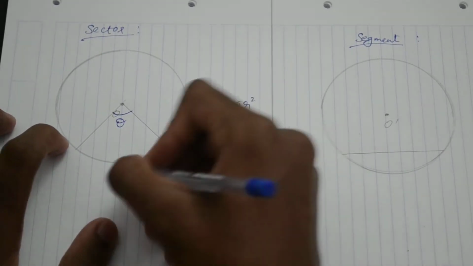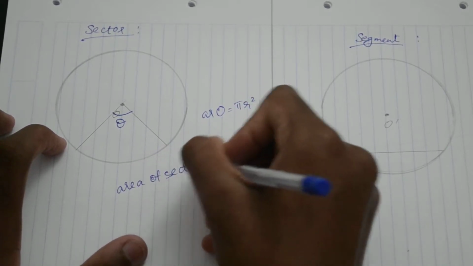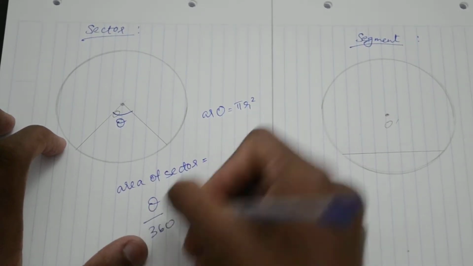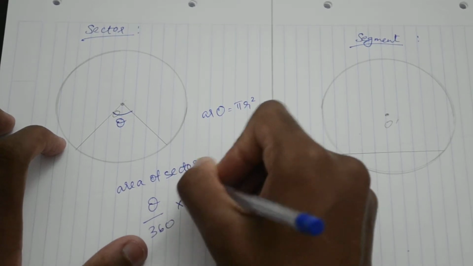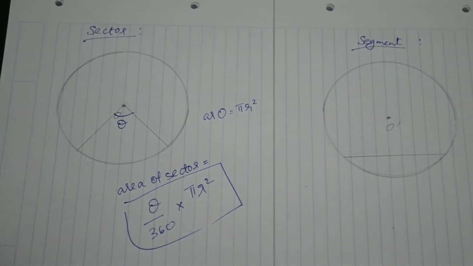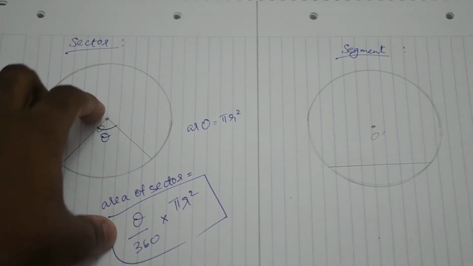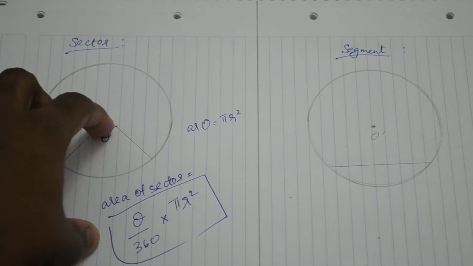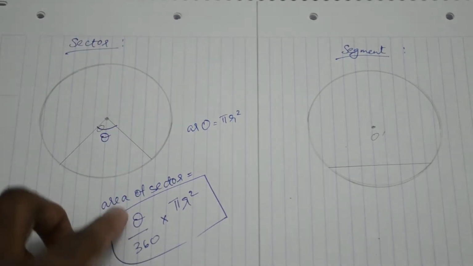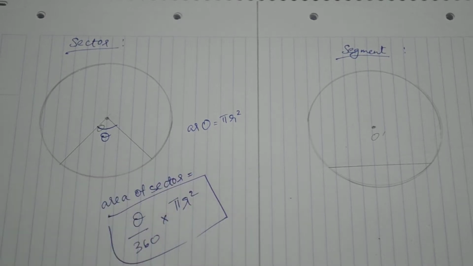So the area of this sector would be equal to theta by 360 into pi r square. That's the formula for the sector. And one more thing is, we know that the full central angle is 360 degrees. So if this is 360 degrees and we want to find the area of a circle, theta would also be 360. It would be 360 by 360 into pi r square. That's how you get the area of a circle, actually pi r square.